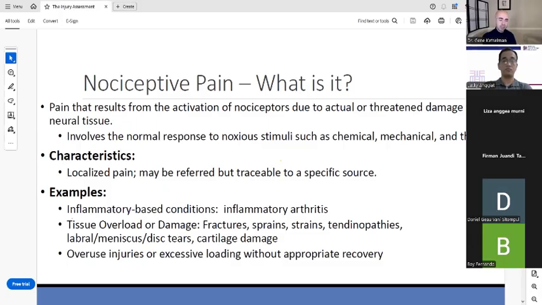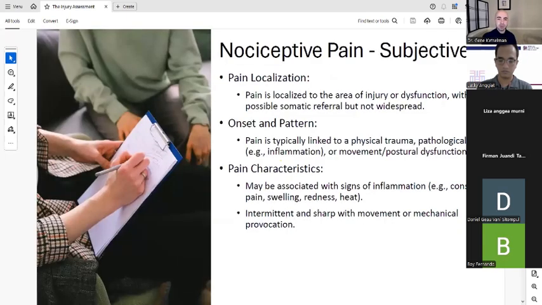So an individual goes out and plays a sport over the week, or works out really hard in the gym, and now they are just very sore. So overuse or excessive loading and they haven't fully recovered yet. So those types of conditions, those are your classical nociceptive pain conditions.